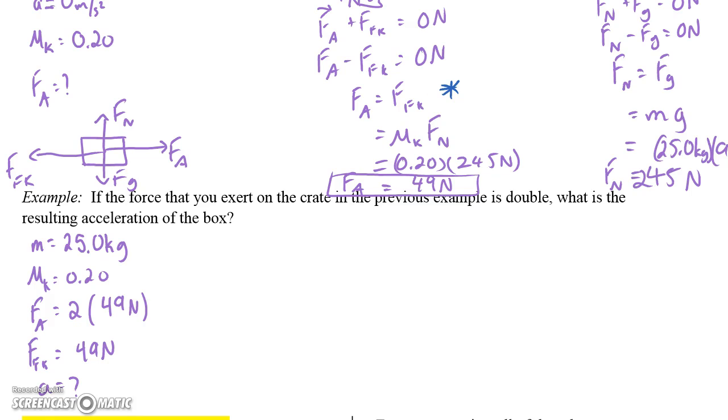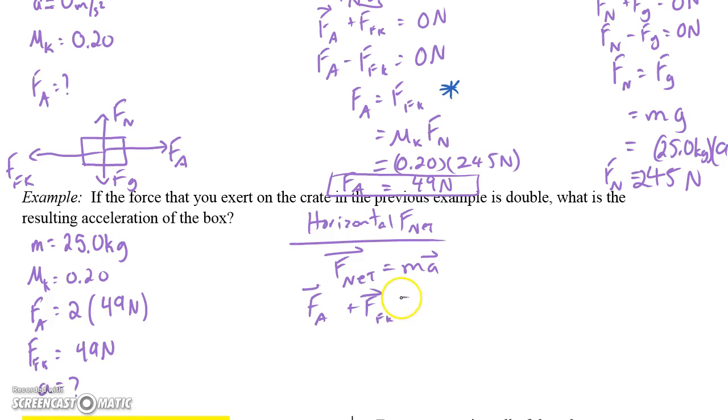So now we just want to solve. We don't have to draw a free body diagram because we've done it already. So what we want to look at is the horizontal direction. So we're going to do horizontal F net. So we have F net is equal to MA. In the horizontal direction, we're still going to have FA plus Ffk, and take away our vectors, apply our directions, is equal to MA.